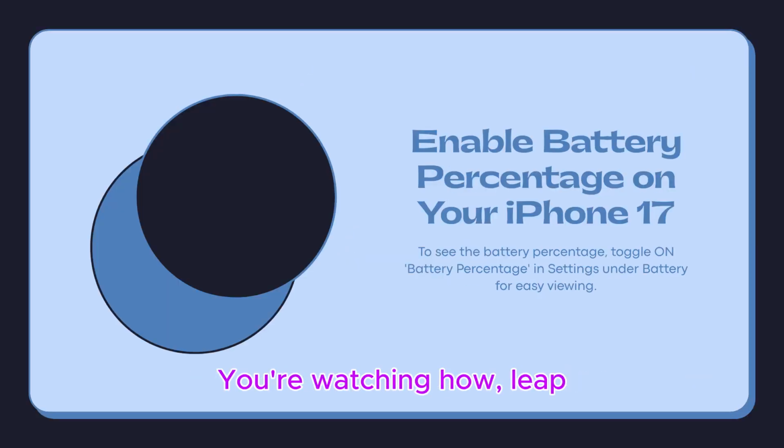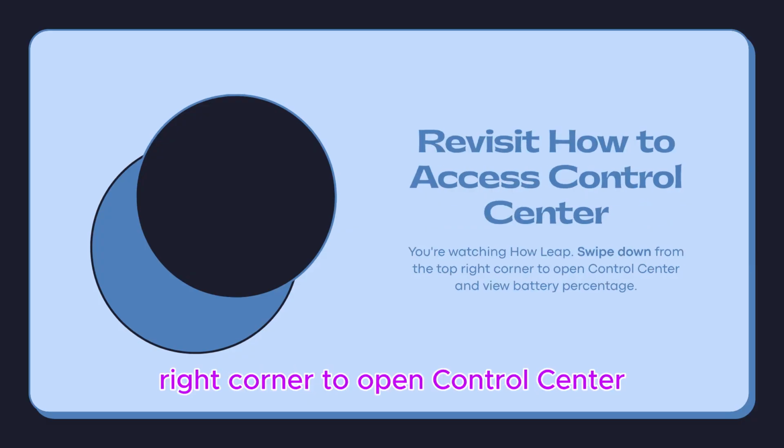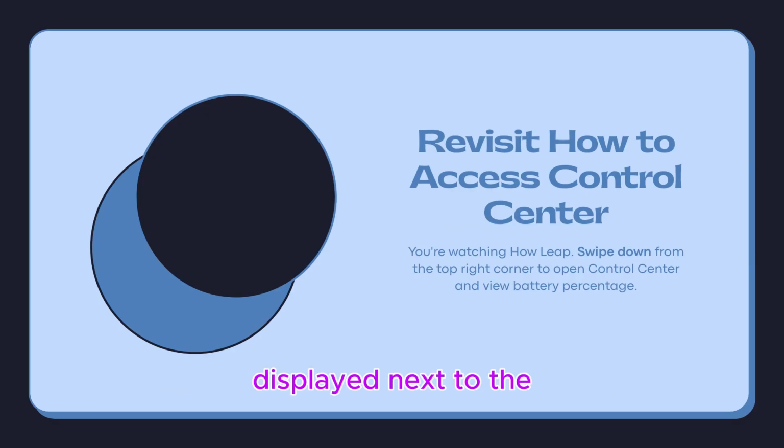You're watching How Leap. Let's show the battery percentage on your iPhone 17 and 17 Pro. Swipe down from the top right corner to open Control Center. The battery percentage is displayed next to the battery icon in Control Center.